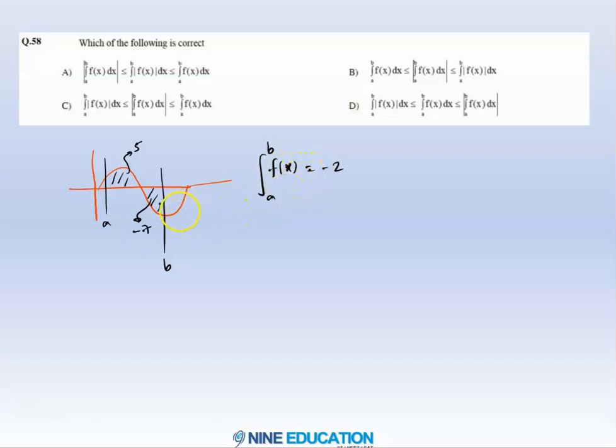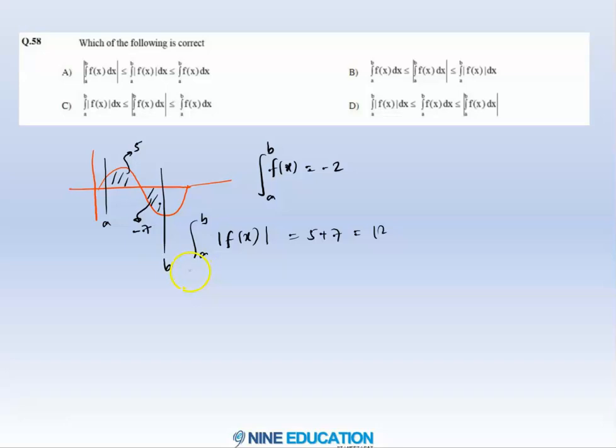But if you take the modulus of the function, then what will happen? This minus 7 whatever is coming down will go up above the x-axis. In that case the net area will be 5 plus 7, and that will give you 12 as the answer.